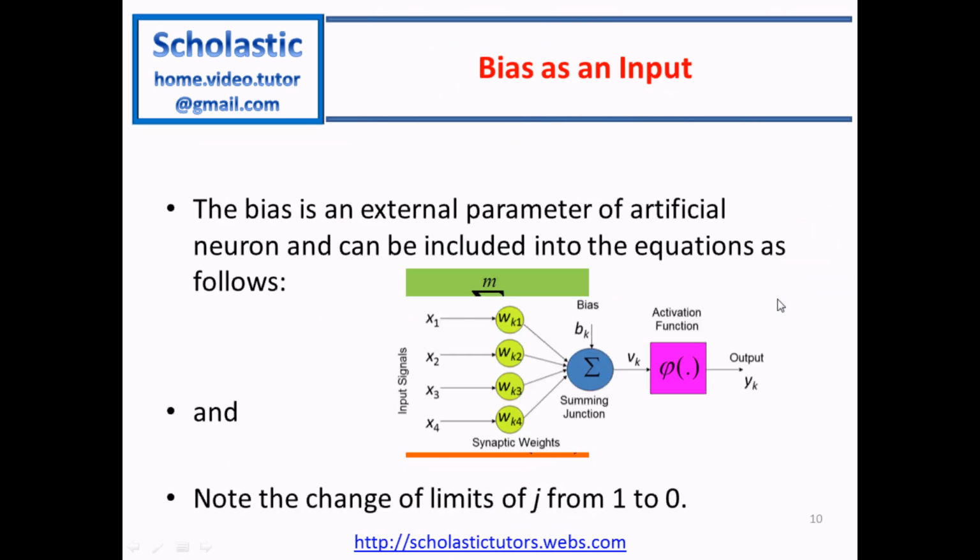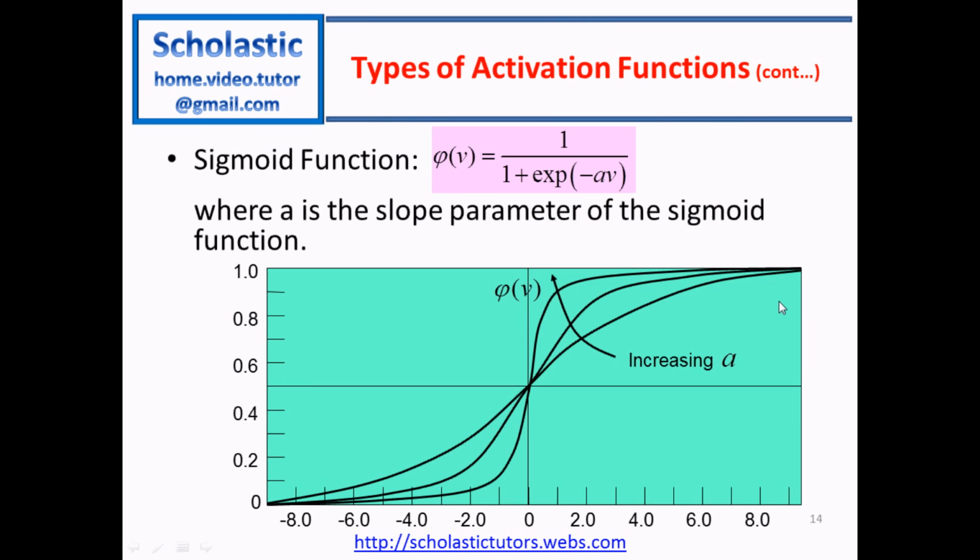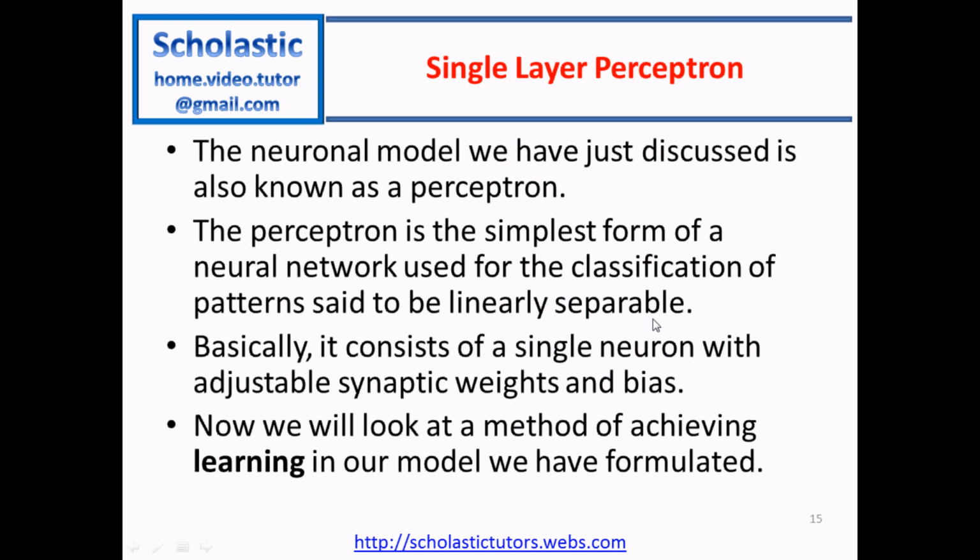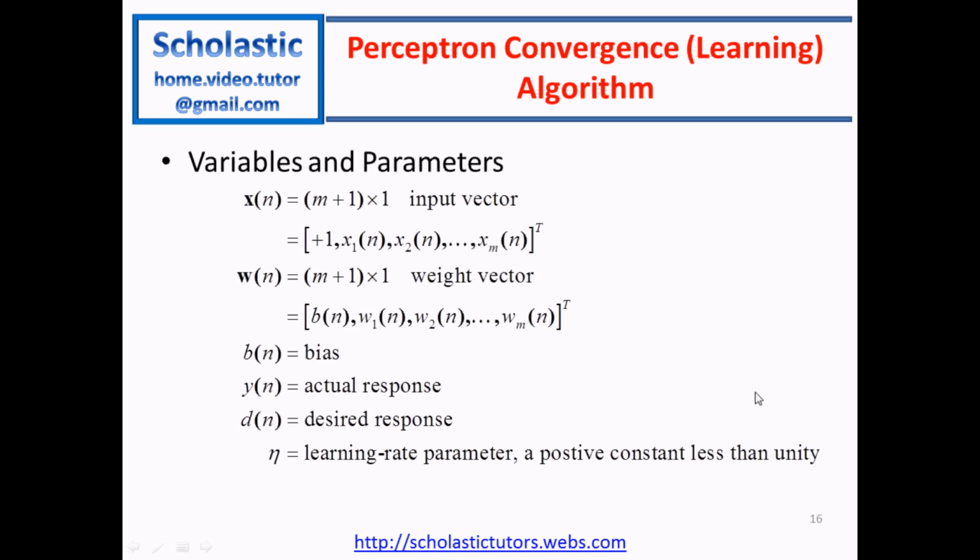So let's come back to the theory, and we have the activation functions. We have the single layer perceptron. Basically, it consists of a single neuron with adjustable synaptic weights and bias. Now we will look at the method of achieving learning in the model we have formulated. So basically, learning in a neural network means that we can change the weight parameters according to the inputs. It's called the perceptron convergence or learning algorithm.